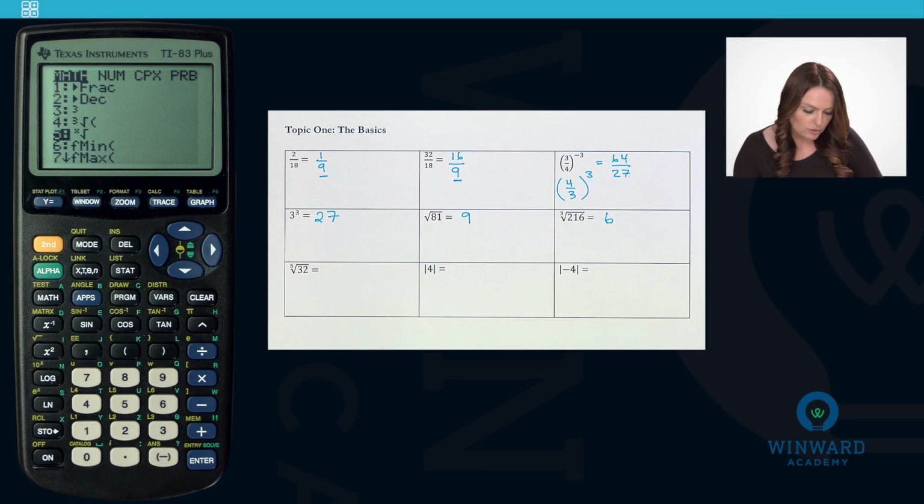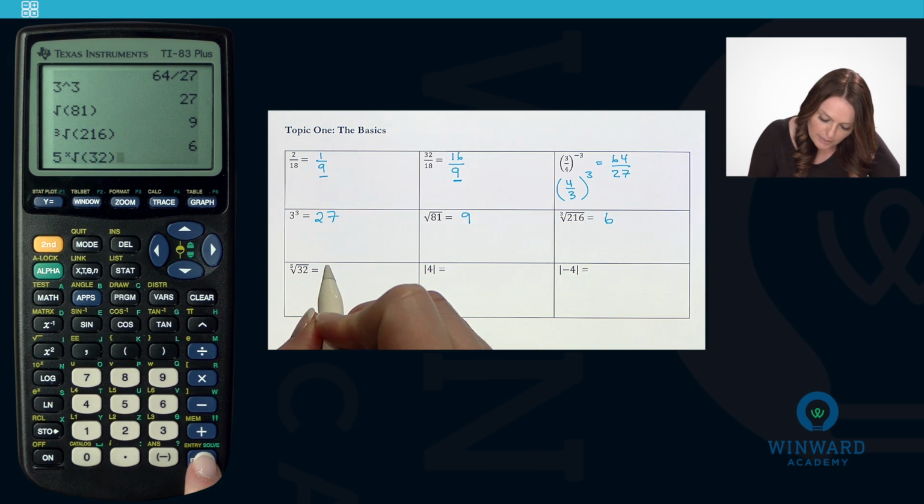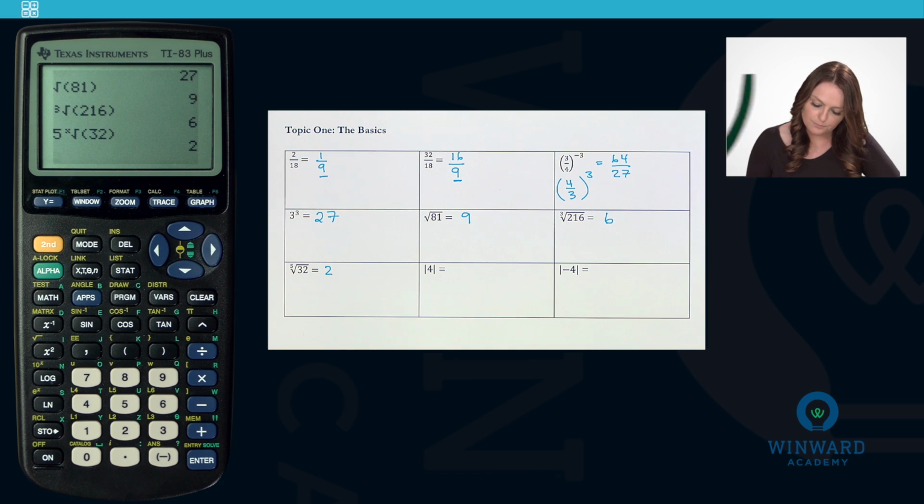So if you now choose that option, you have a little 5 and then the Xth root. What you are telling your calculator is to do the 5th root, then you can do parentheses, 32, close parentheses, and you get your answer 2.